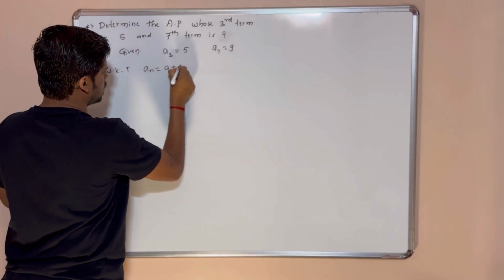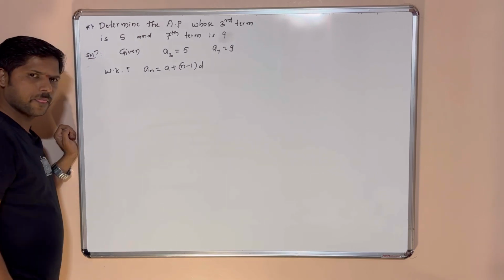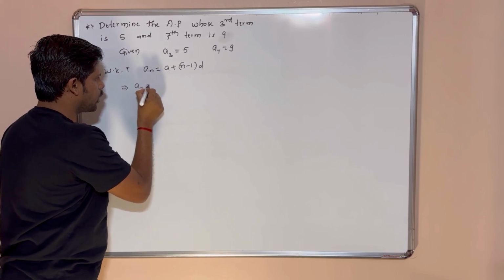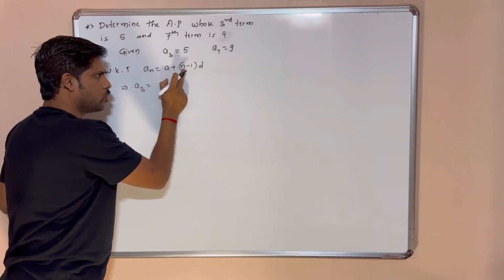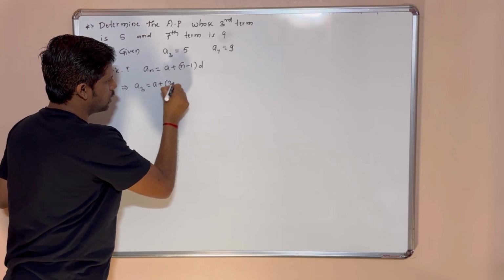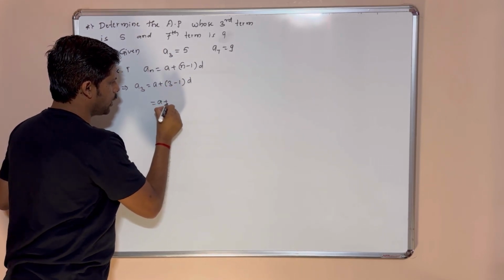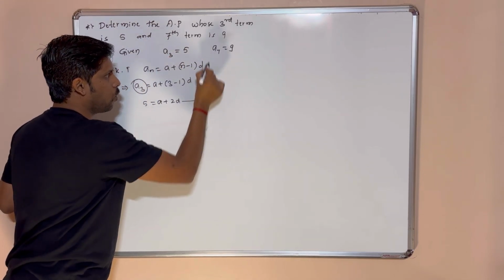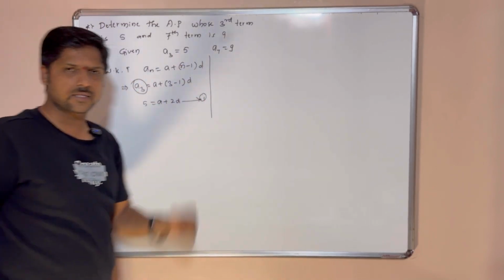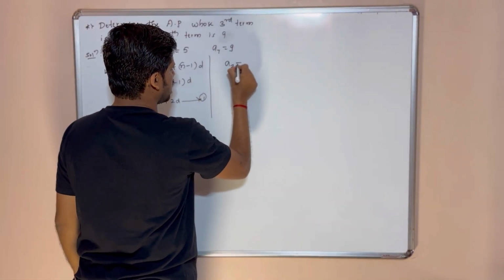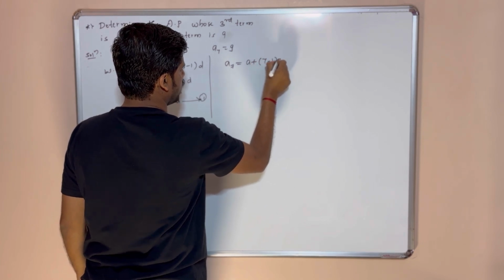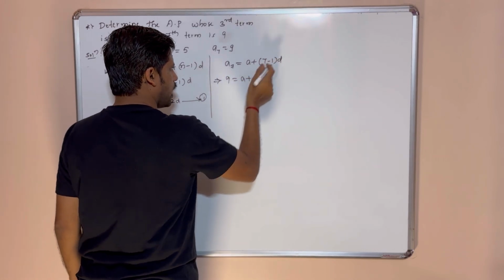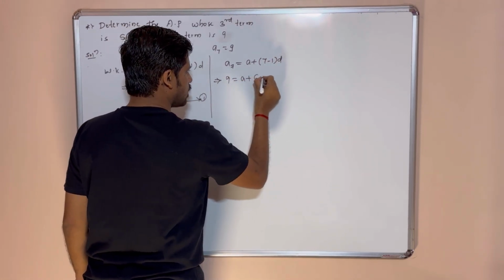An is equal to a plus n minus 1 into d, right? Now a3 can also be written as, here in place of n we have 3, right? So substitute n equal to 3. We get a plus 3 minus 1 into d. So this is equal to a plus 2d. But a3 is given here. What is a3? 5. So I will call this equation number 1. Similarly, we can write a7 also. So a7 is equal to a plus 7 minus 1 into d. So a7 is given, that is 9, right? So a plus 7 minus 1, 6d.